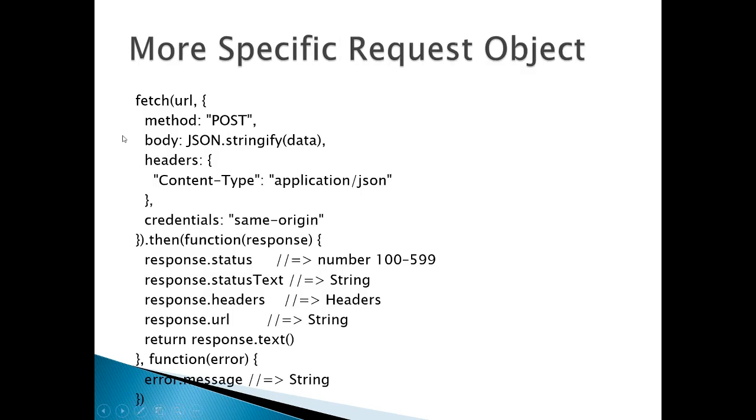So what are the options? Options are the method. By default, it sends the request with the GET method. You can specifically mention the method as POST. You can specify the data you want to send. You can specify the headers you want to send, or the credentials. So these are all the options that can be assigned with your fetch request.